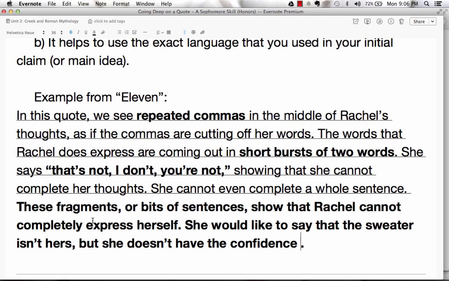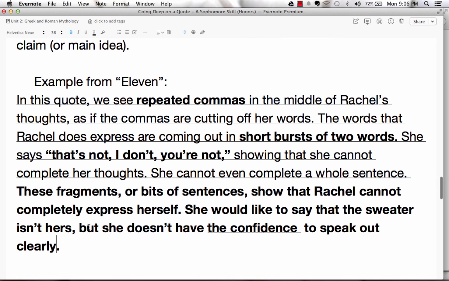Now I'm getting back to using the words that I used in the claim. I talked about confidence. She doesn't have the confidence to speak out clearly. So she's trying, but she can't get those words out because she's not confident. That's my claim here. There I go, right there is my link. Beginning to show how these bits and fragments prove a lack of confidence in the character.